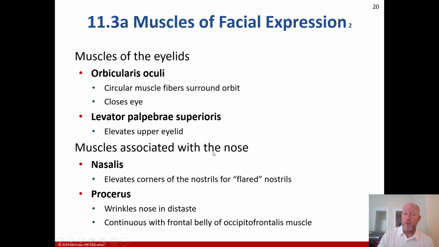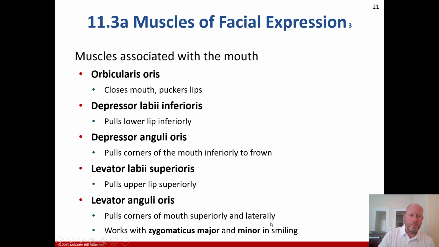The muscles that are associated with the nose. Nasalis elevates the corners of the nostrils for flared nostrils. The procerus wrinkles the nose in distaste. It's continuous with the frontal belly of the occipitofrontalis muscle.